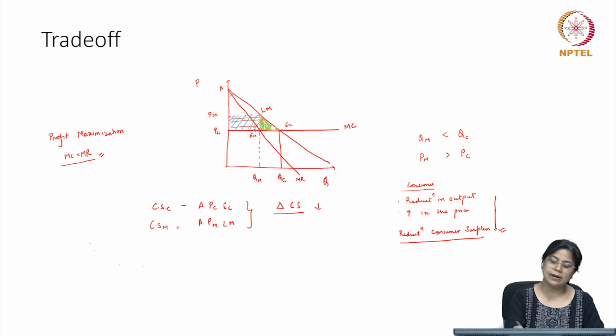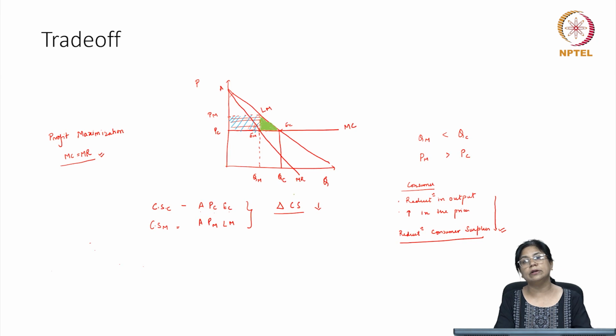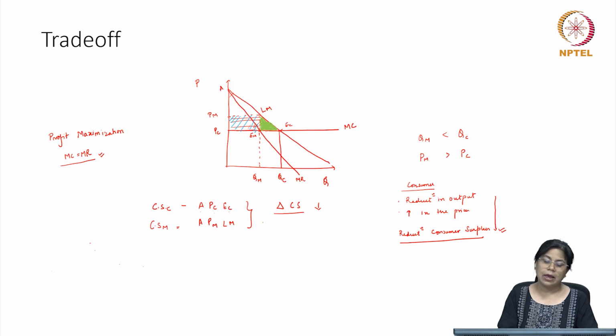Where is this green area emerging from? Effectively, because now the output in the market has reduced, that means some of the customers are now left unserved in the market. They do not have access to that particular drug because the price has increased. And this is very popularly known as the deadweight loss.